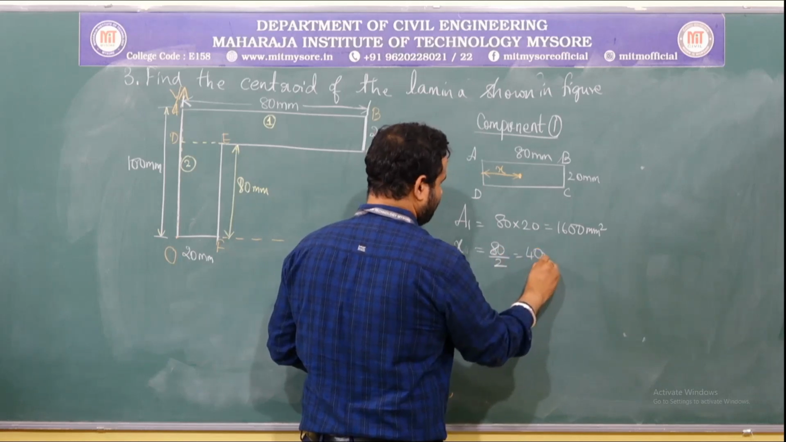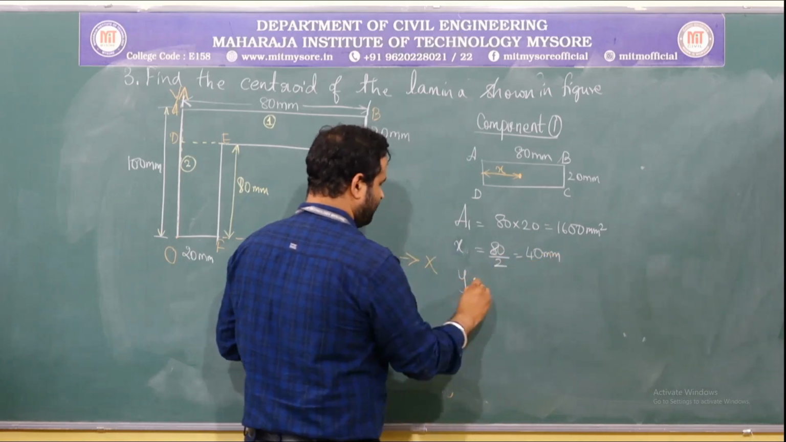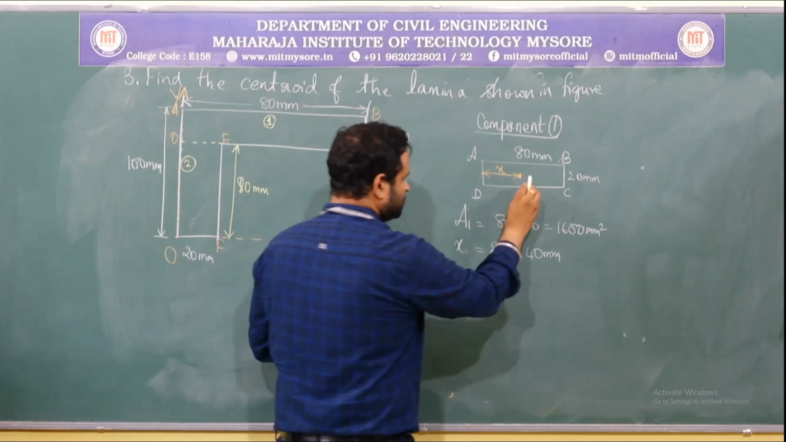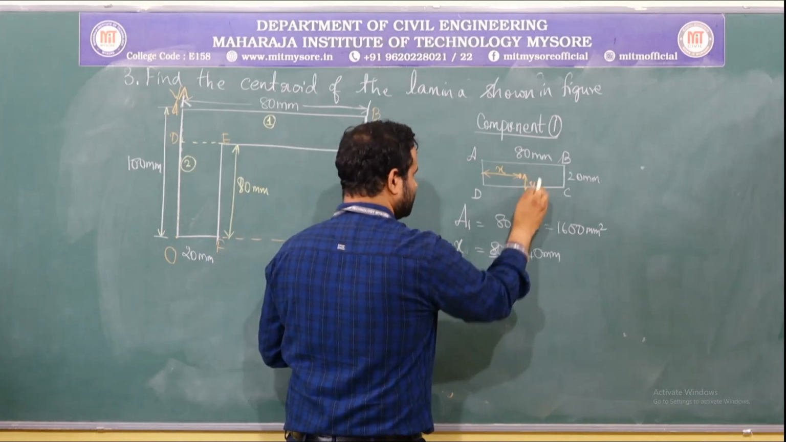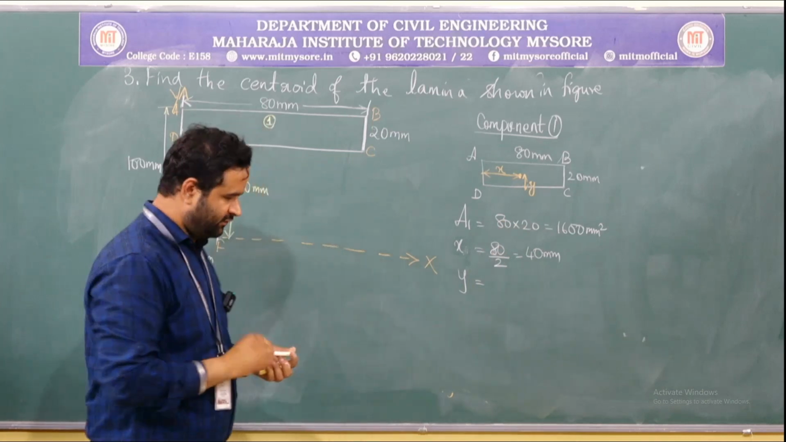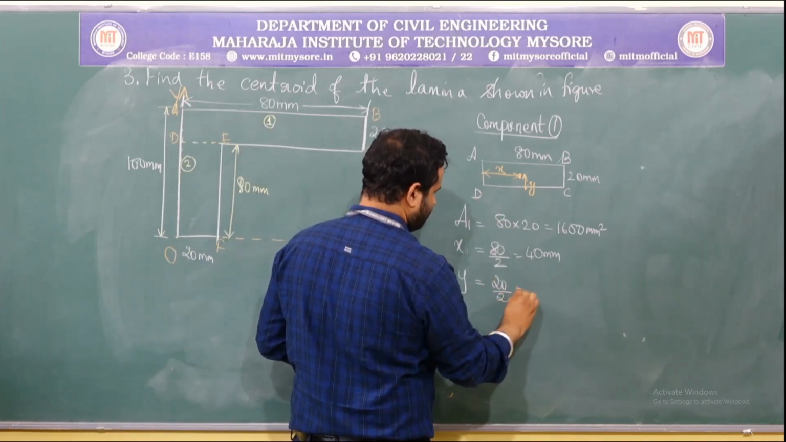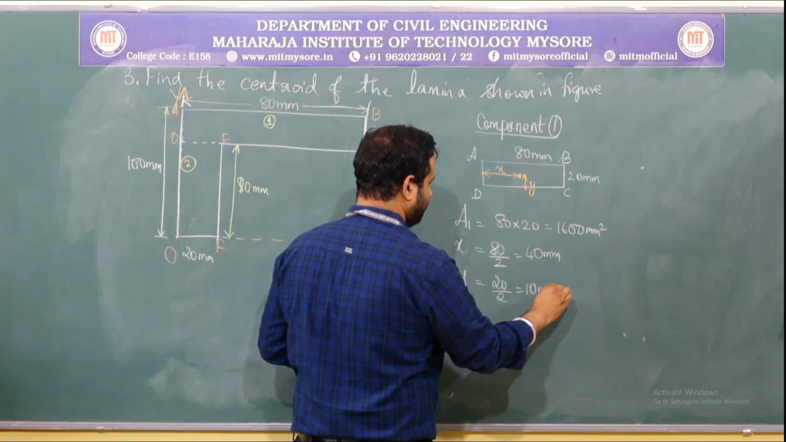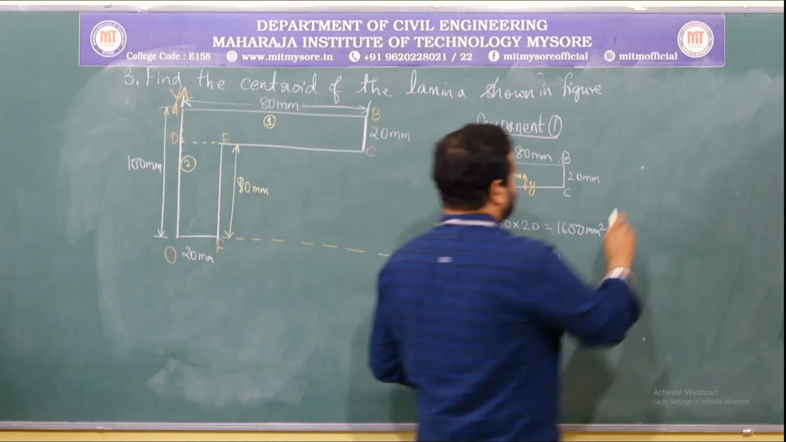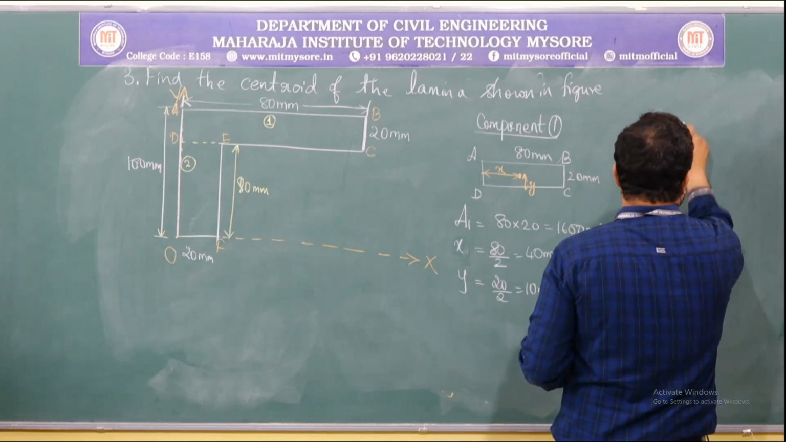Which is 40 mm. What about y? The distance from here to here is the y component, which is equal to 20 by 2, which is equal to 10 mm. Similarly, I shall take up component 2.